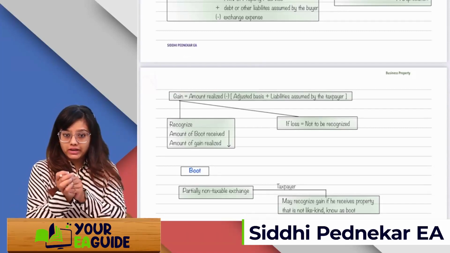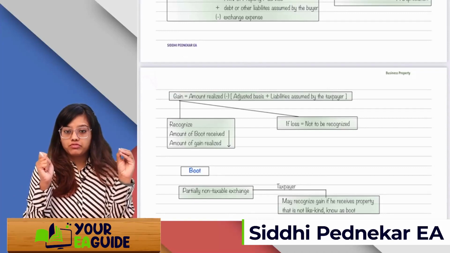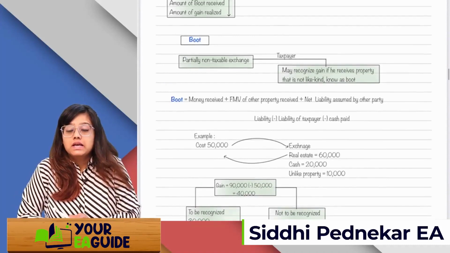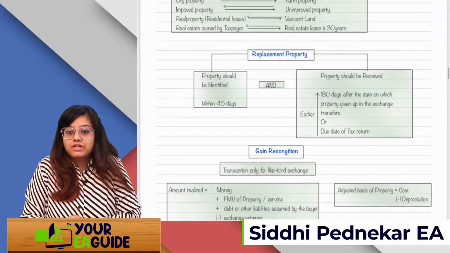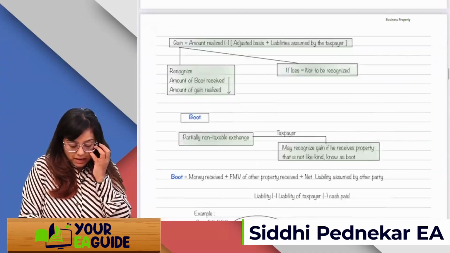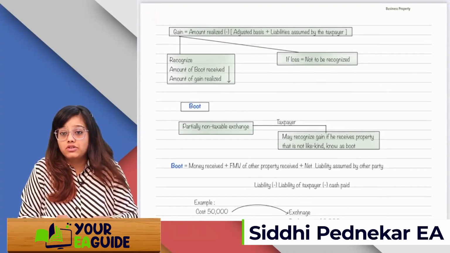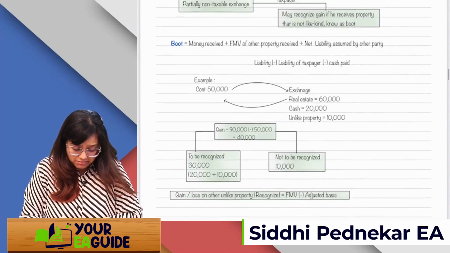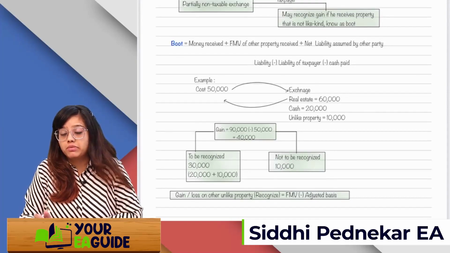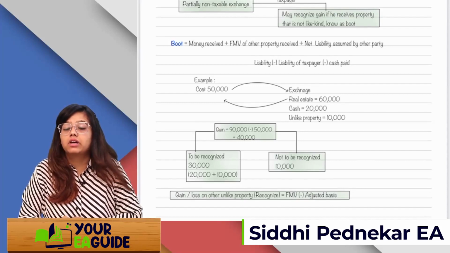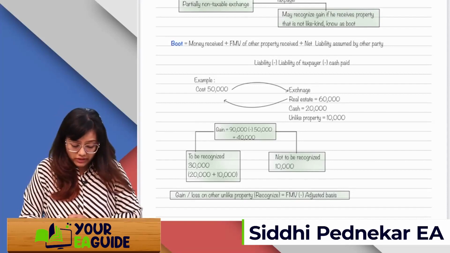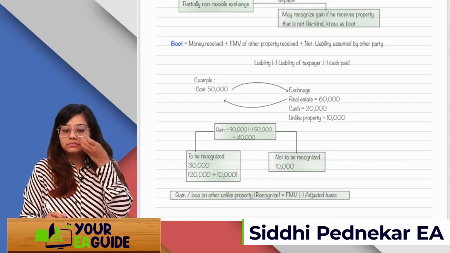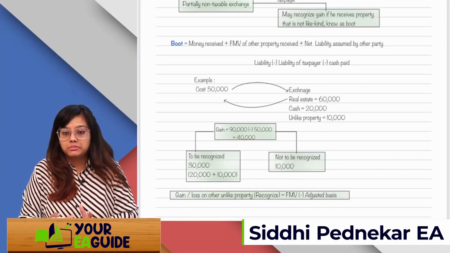Now, how much are you going to recognize? Amount of boot received or amount of gain realized, whichever is lower. What do you mean by boot received? Boot is, apart from property, whatever you are receiving. Just remember this thing. If there is a loss, then it should not be recognized and you will not get any deduction. Boot means money received plus FMV of other property received plus net liability assumed by the other party. Liability minus liability of the taxpayer minus cash paid.